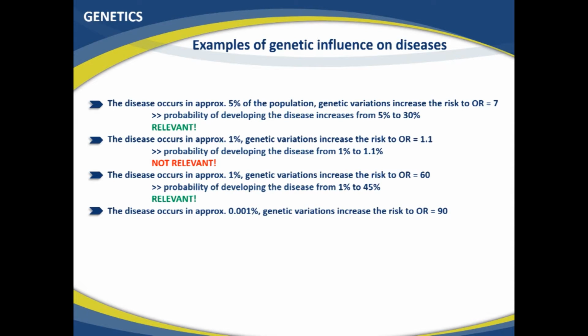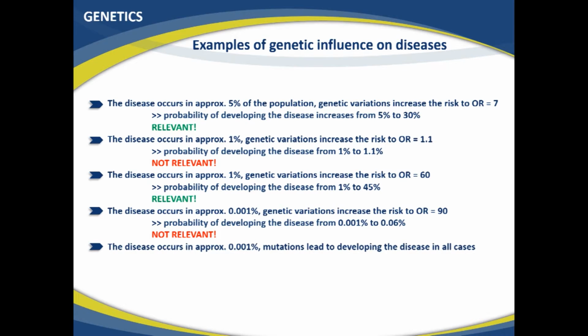The disease occurs in 0.001%. The genetic variation increases the risk to odds ratio 90. Again, from 0.001 to 0.09, it's not relevant. Another case: the disease occurs in approximately 0.001%, so extremely rare. So you will already guess that's not going to be a sensible test. But the mutations lead to developing the disease in all cases. So 100% disease risk caused by the genetic variation.